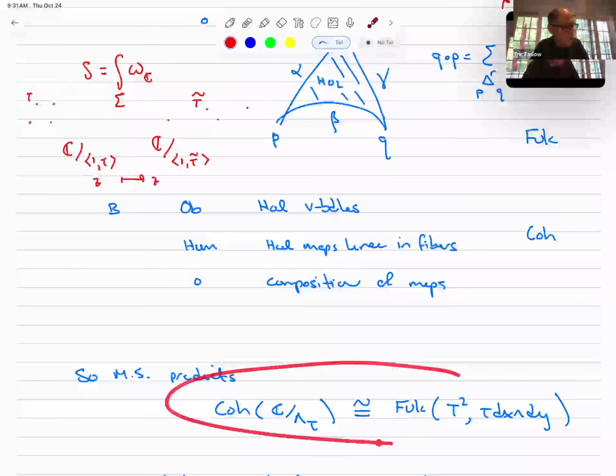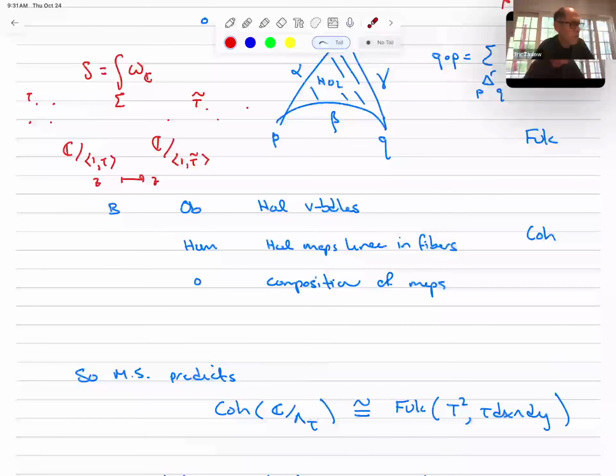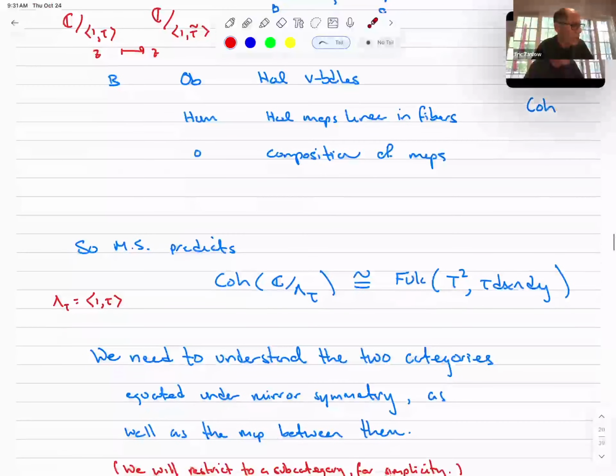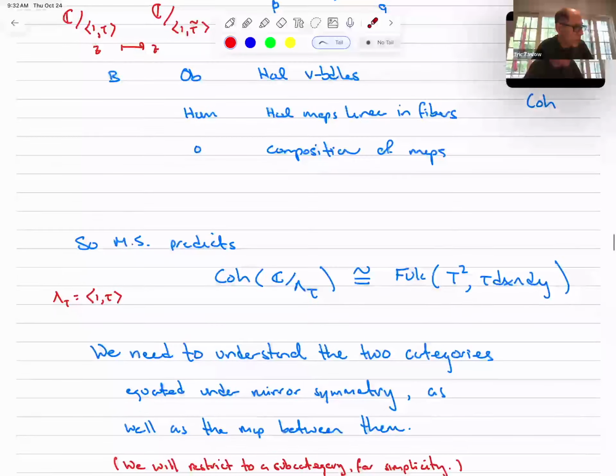Anyway, so mirror symmetry predicts an equivalence of these two sides. On the left side, this category, some of whose objects are holomorphic bundles, is given by this notion, where lambda tau is the lattice generated by 1 and tau. On the right-hand side, we have a two torus whose area is described by complex number tau, and that got complexified by the B field. That was something we discussed last time. Okay, so we need to understand the two categories equated under mirror symmetry as well as the map between them.